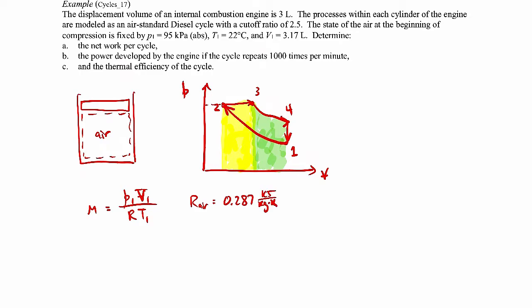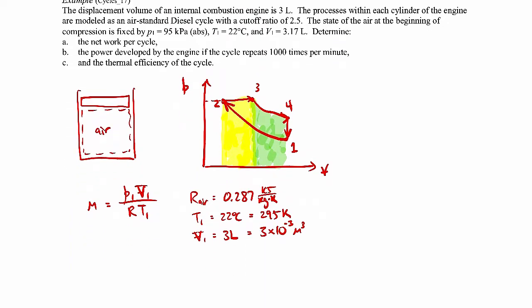0.287 kilojoules per kilogram Kelvin. And we're given T1 is 22 degrees C, so we'll convert that to Kelvin. That'll be 295 Kelvin. And we're also told that V1 is 3 liters, and you have to do a little unit conversion here. This will be 3 times 10 to the minus 3 cubic meters. Then you can determine what the mass is from that. When you do that, the mass comes out to be 3.5570 times 10 to the minus 3 kilograms. Okay.